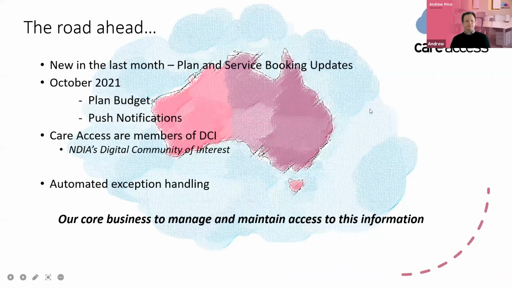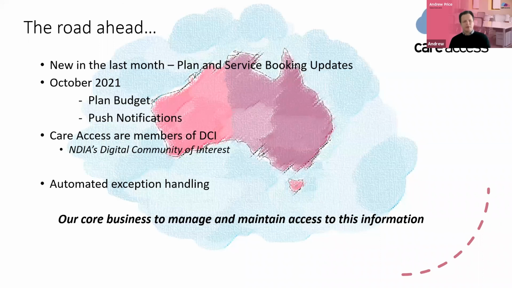Moving forward, we have the road ahead. So what is ahead? New in the last month, plan and service booking updates have been made available. In October, we'll be able to view plan budget and the push notifications will come through. If you have the service care package running, it will notify you automatically of exceptions and errors.